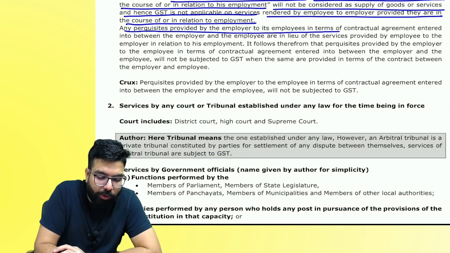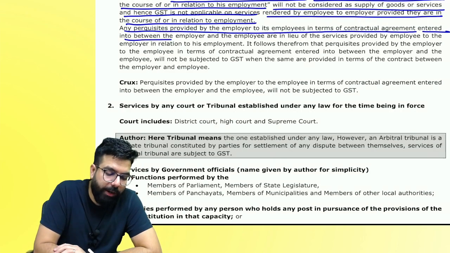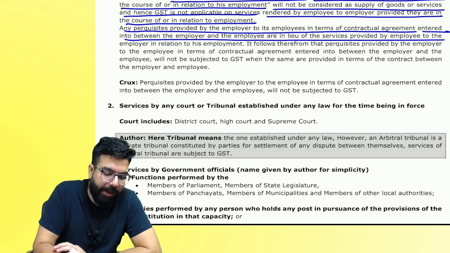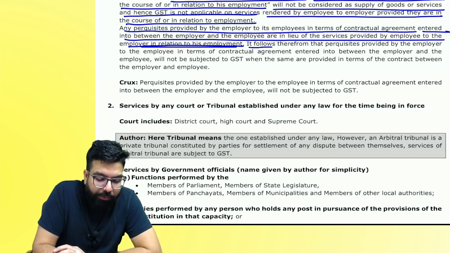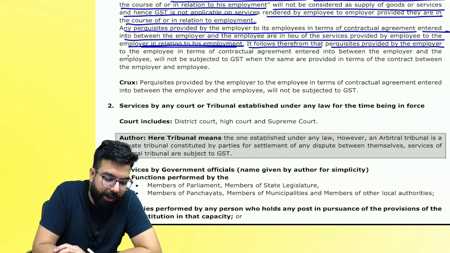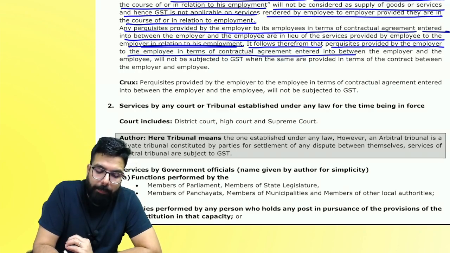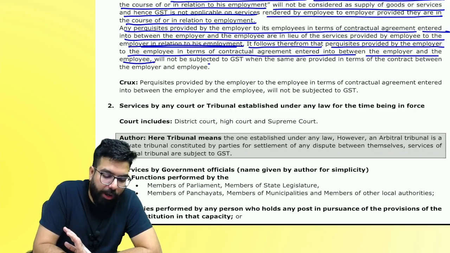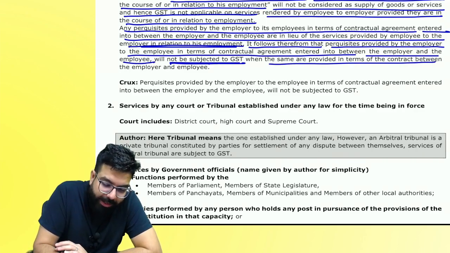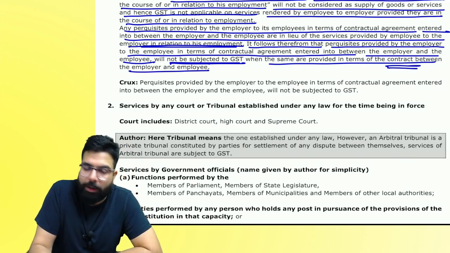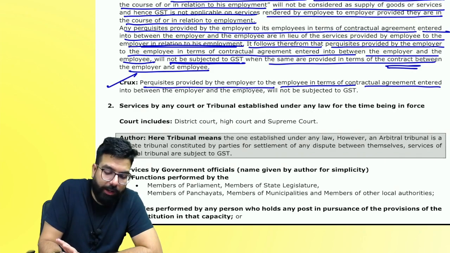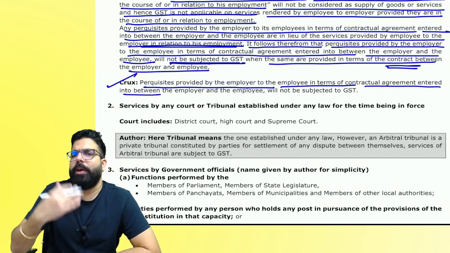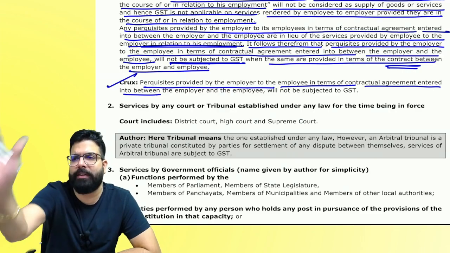Any perquisite by employer to employee in the contractual agreement entered between employer and employee in terms of service provided by employee to the employer in relation to his employment. It follows therefrom that perquisites provided by employer to employee in terms of contractual agreement between the employer and the employee will not be subject to GST. Are we clear? What is a contractual agreement? When you become my employee, I will give you a contract saying these things I will give you.